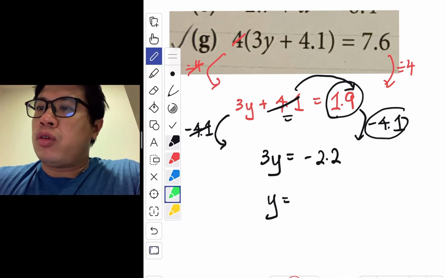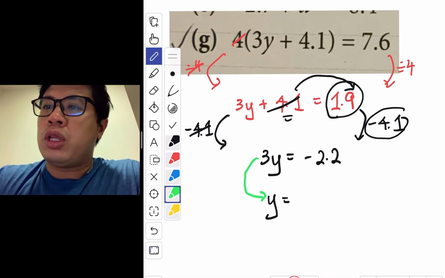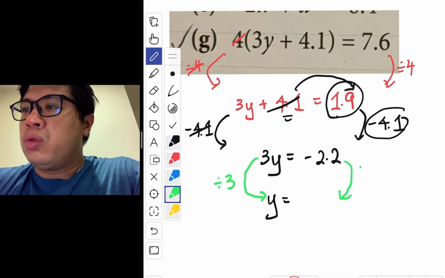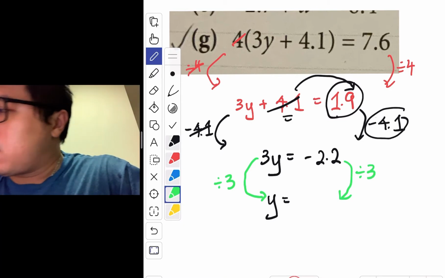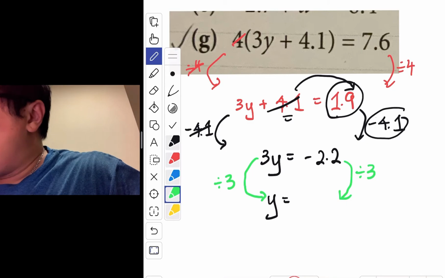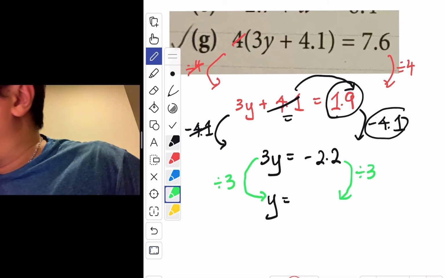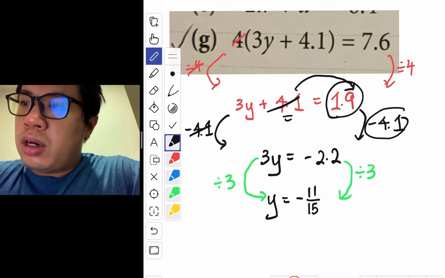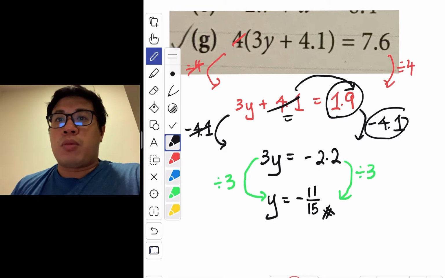To get from 3y to y, you also need to divide by 3 on both sides. From negative 2.2, you divide by 3 on both sides. And your answer is negative 11 over 15. Now it is a fraction, not really a nice decimal, so I'm going to leave the answer as that.